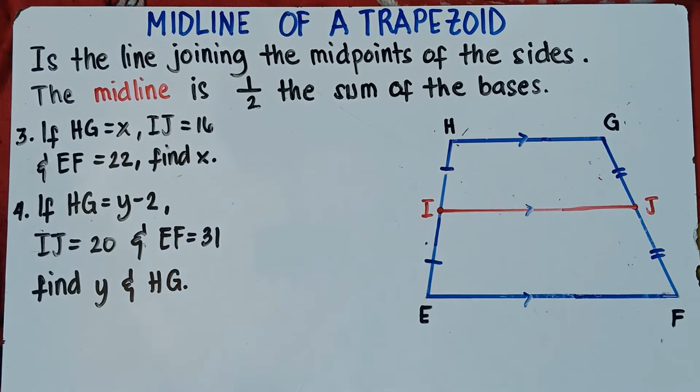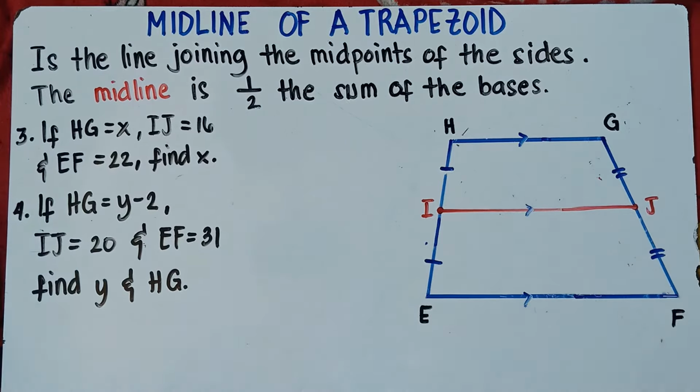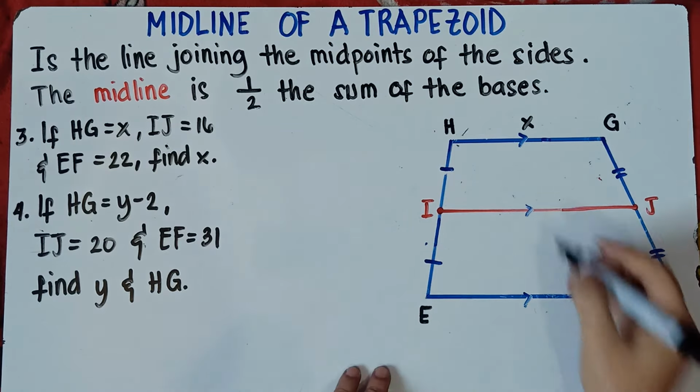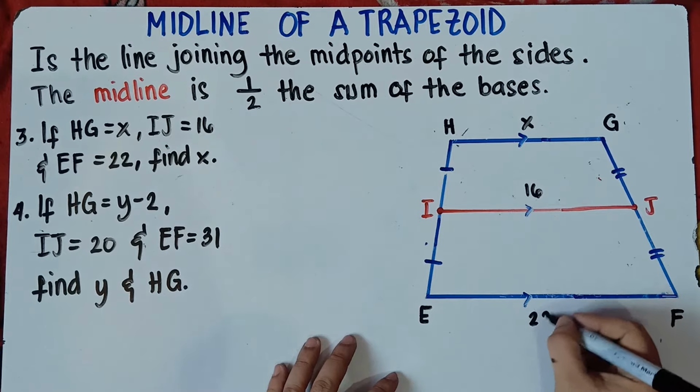Alright, so number 3. If hg is x and ij is equal to 16 and ef is equal to 22, find x. So we have given hg, that is x. So label this one, class. Once again, you label first before answering. hg is x and ij, that is 16, and ef, that is 22.